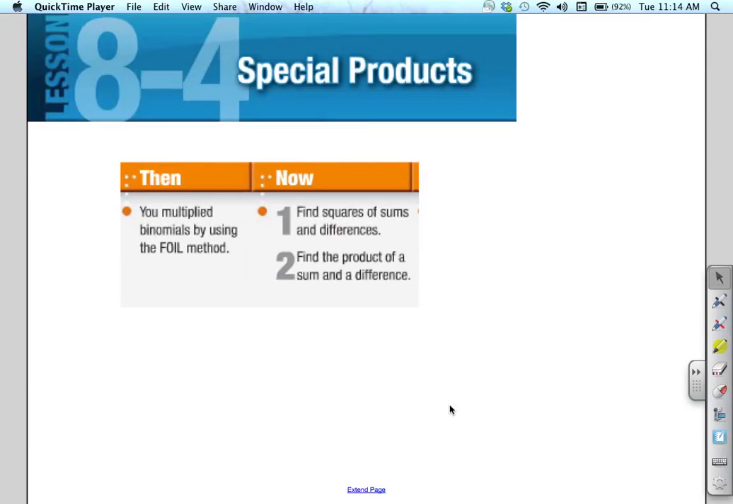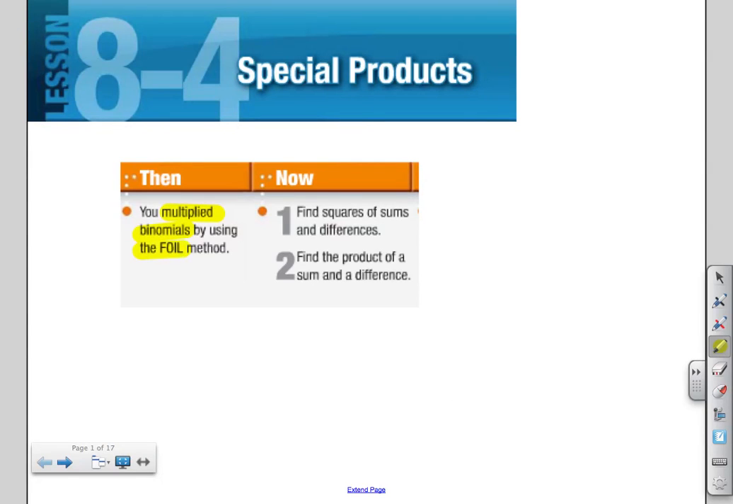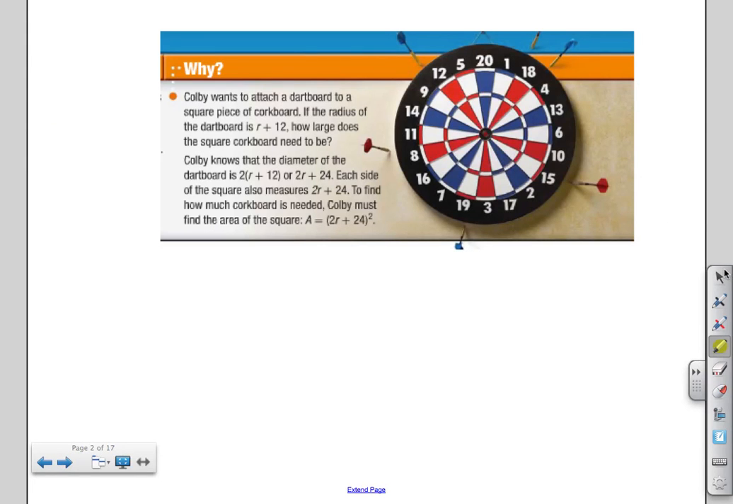Special products. Products being answers to a multiplication problem, right? So we've multiplied binomials using FOIL. Now we're going to find the squares of sums and differences, and we're going to find the product of sums and difference. Okay, so let's see what that's going to look like today. We'll move right along. We have about 15, 16 slides, so I'm going to try and keep it moving.